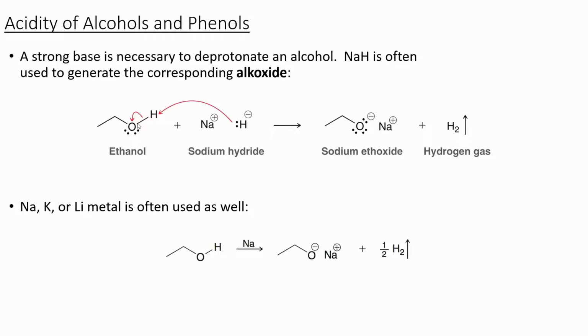while breaking the hydrogen-oxygen bond. The electrons from the hydrogen-oxygen bond are going to go to the oxygen, which leaves 3 lone pairs on the oxygen and a negative charge, and hydrogen gas as the byproduct of the reaction. So if you perform this reaction, you would see hydrogen gas begin to bubble off the reaction media. The 3 metals, sodium, potassium, and lithium, can also be used, and they also form hydrogen gas as a byproduct.